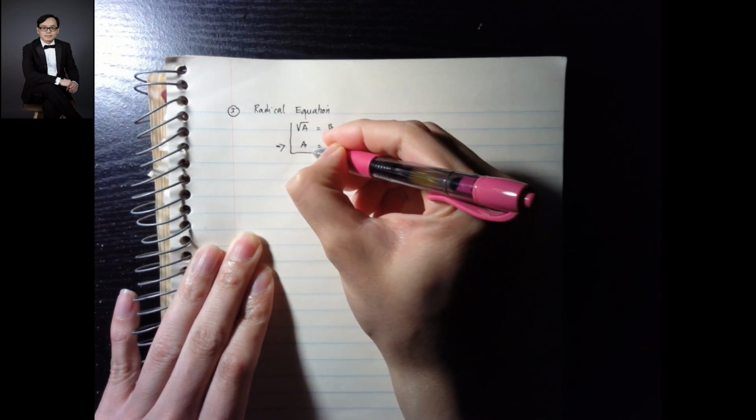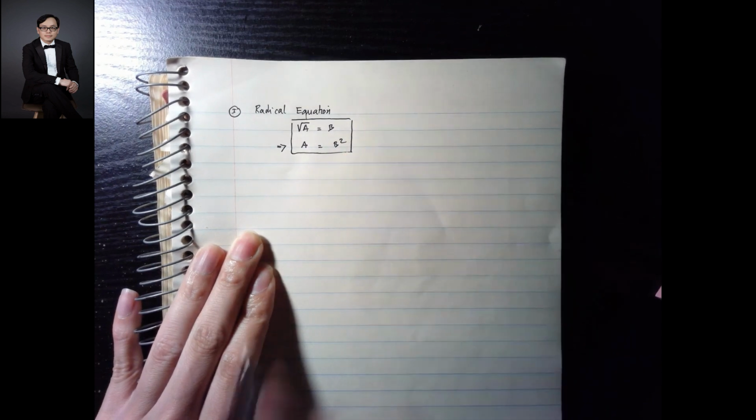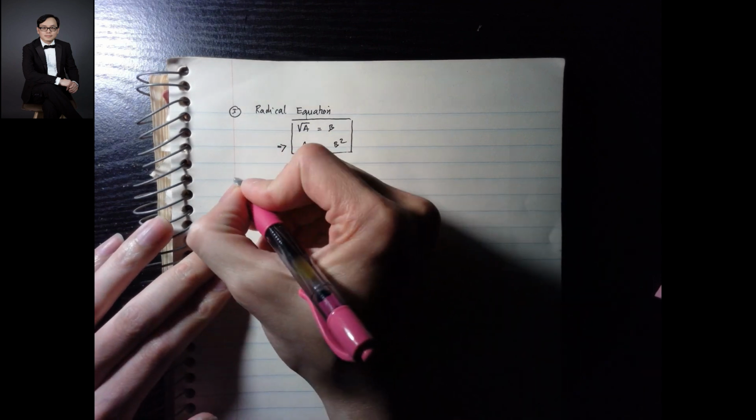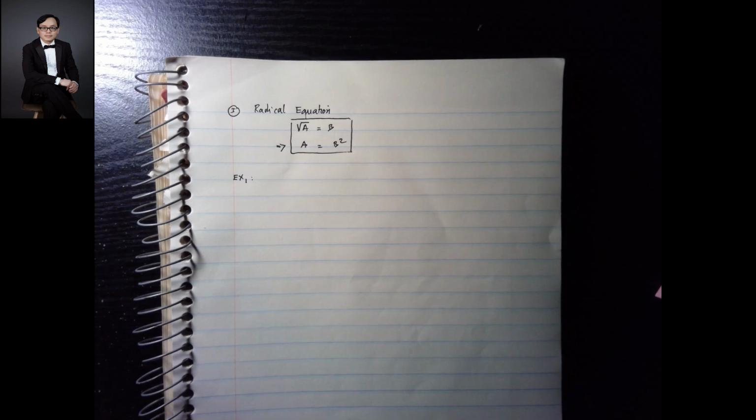This is our goal. Most of the time, if you see a radical equation with one radical, then you can do this right away. However, if we see a radical equation with two radicals, then you can leave one radical on the left side and the second radical on the other side, and then we square both sides. But in the first example, I want to do a radical equation with only one radical.